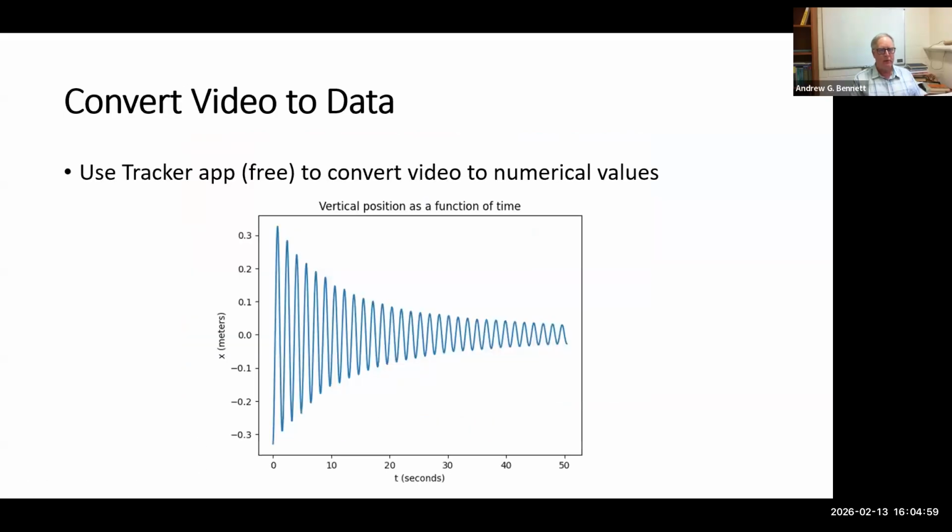And then we used the Tracker app, which is a free physics app that will take a video and you mark something on the video and it will track where it goes. And that enabled us to convert the video to a graph, to numbers, to say this is where the spring was as time passed.